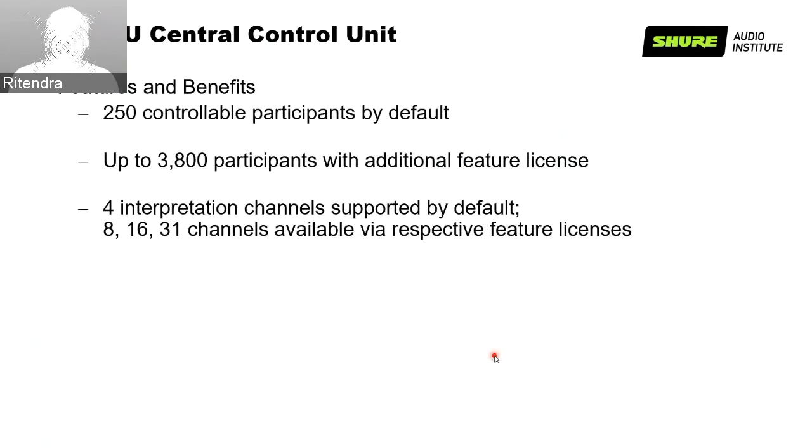systems. The basic system can offer up to 250 conference units to connect, but with the help of a license, you can go up to 3,800 conference units. So it can offer large installations. By default, it offers 4 channels of interpretation, but we have licenses to accommodate 8, 16, and 31 channels as well. Right? There are 2 types of license with the conferencing system from us.